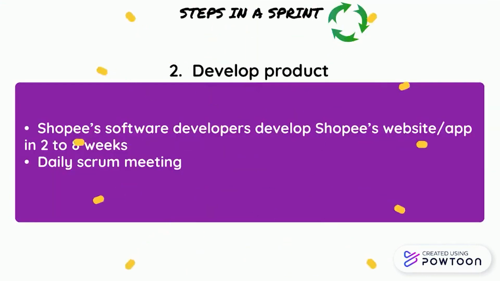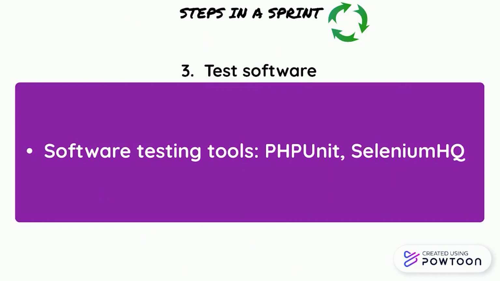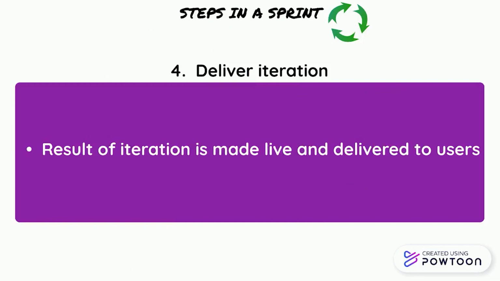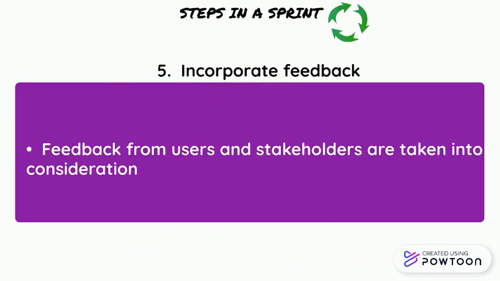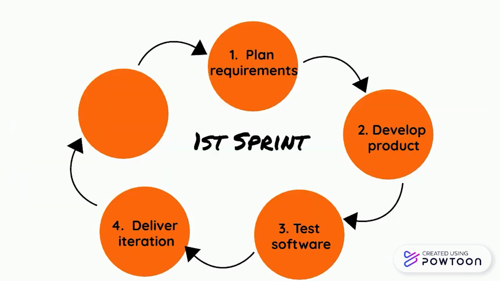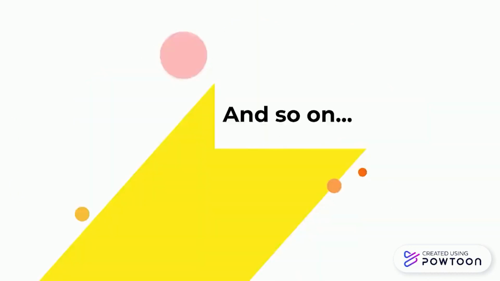The second step is develop products. Software developers will work for 2 to 8 weeks in this iteration. The third step is test software. Software testing tools include PHP-Unit and Selenium HQ. The fourth step is deliver iteration. The output is made live to users. And the fifth step is incorporate feedback from users and stakeholders. There can be many sprints. Here's the first sprint, second sprint, and so it goes on.